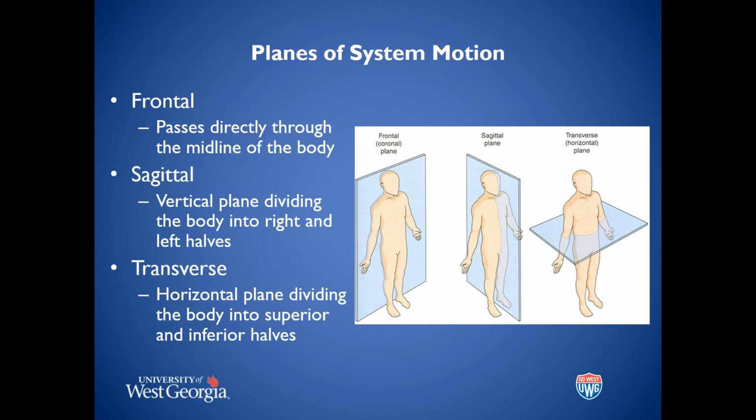You also have planes of motion. So you have frontal, sagittal, and transverse planes. Those are represented here in the picture. Frontal passes directly through the midline of the body and cuts the body into an anterior and a posterior side, so a front and a back. A sagittal plane is a vertical plane that divides the body into a left and a right. And then a transverse plane is a horizontal plane that divides the body into a superior and inferior half. And those are seen there.